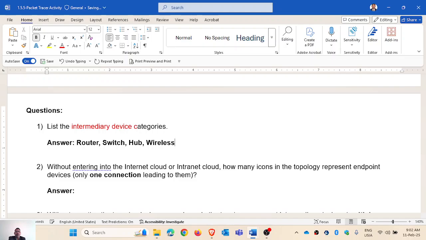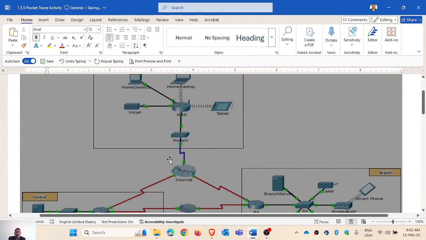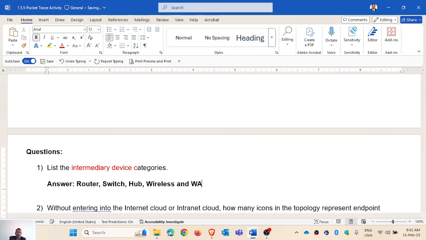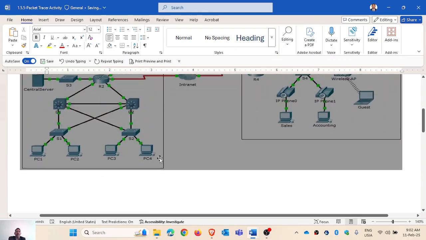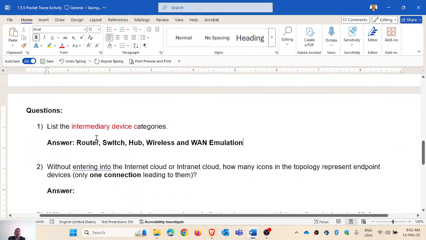Another one is what is called the WAN. The complete WAN is also one of the intermediate devices, the WAN emulation. So these are all the intermediate device categories in this topology. This is question number 1.